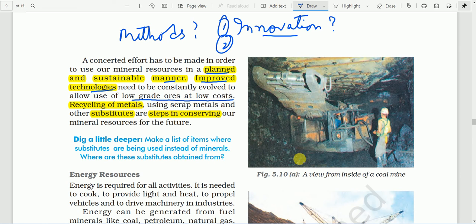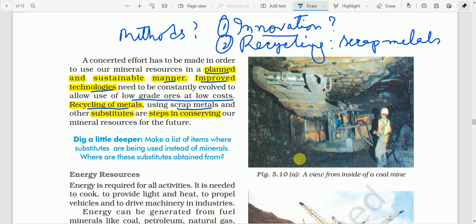Another method is recycling. Recycling of metals, that is, using scrap metals, is another method of conservation of minerals. For example, we can collect scrap metals from households, carry them to the factory again, and recycle them. So this is another way of conserving mineral resources.